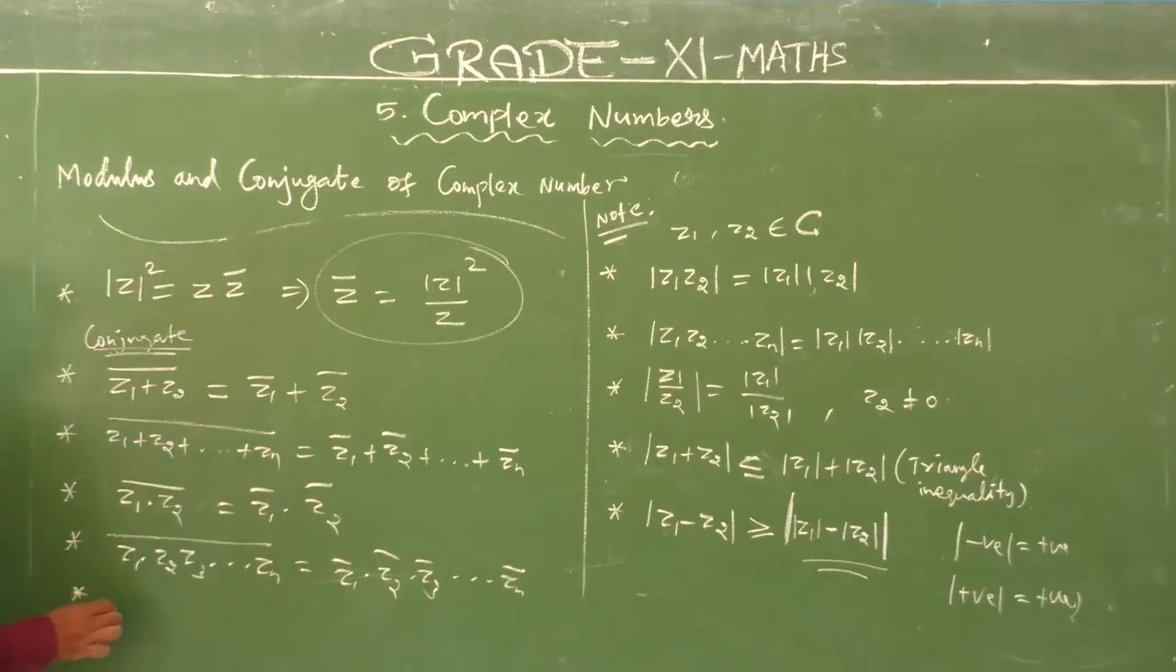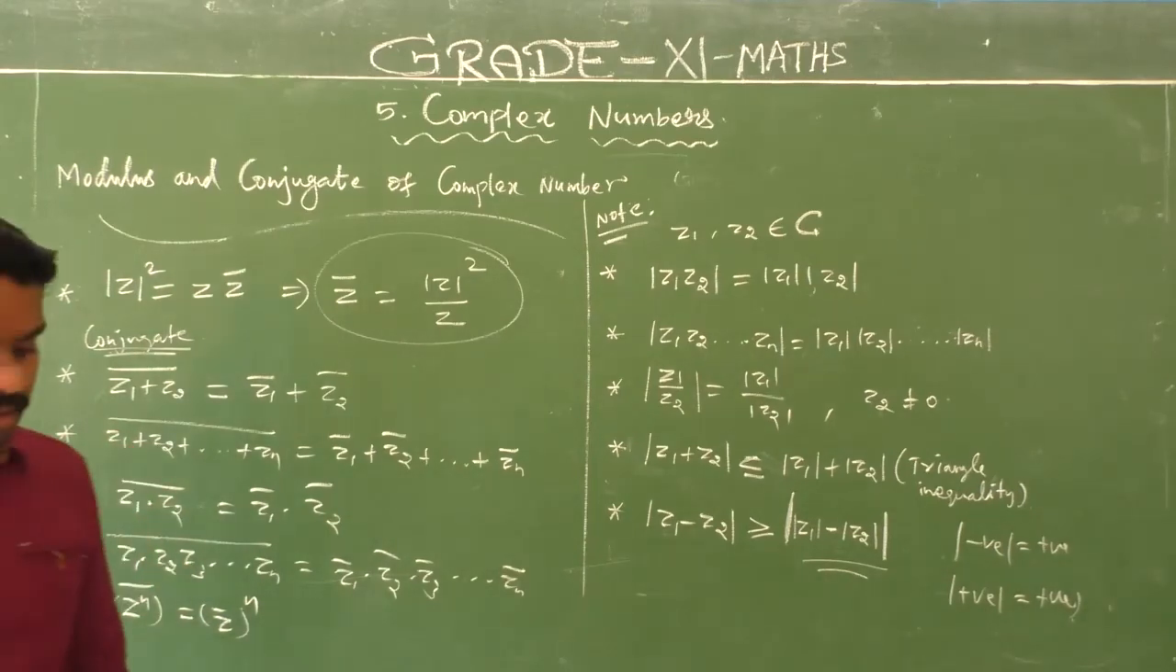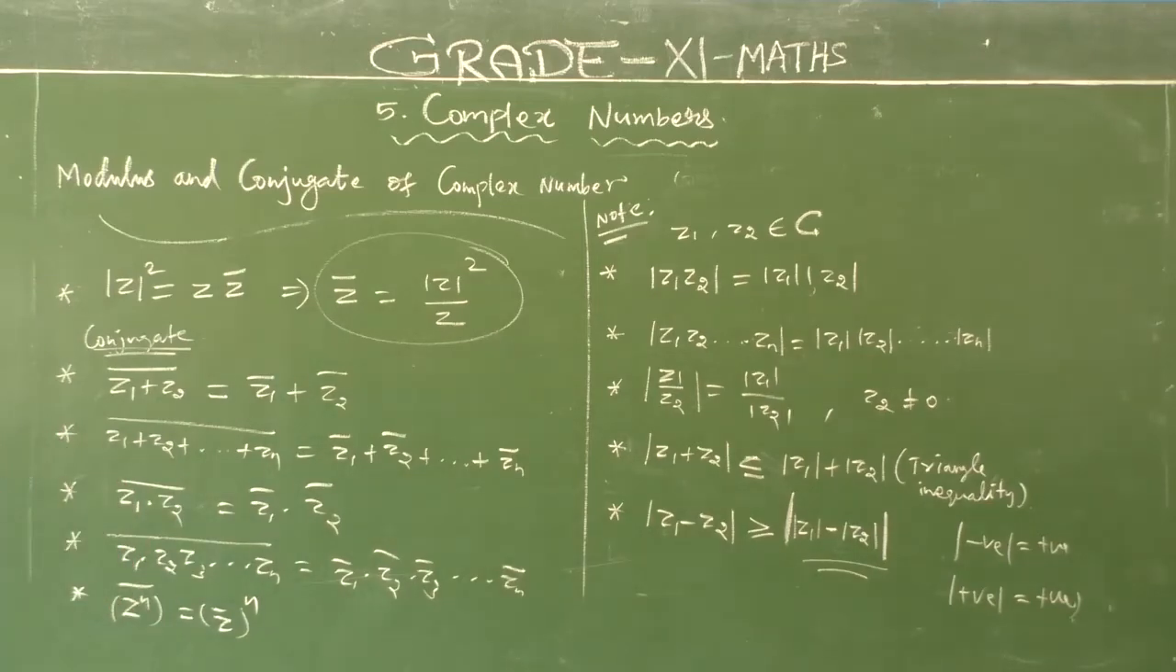And z power n whole bar is written as z bar the whole power n. This is a conjugate property. Right. Next, an important one.